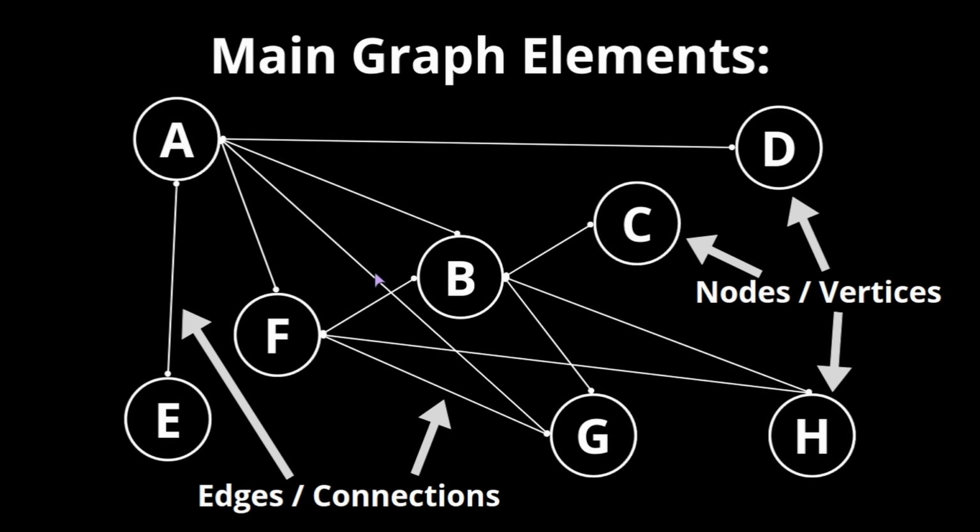You have nodes or vertices and edges or connections, and the nodes represent a certain place or a certain spot you want to get to, and edges represent the connections between each spot. So you can go from A to E directly, but you cannot go from A to H directly. You have to either go A to B and then to H, or A to B to F and H, or A to F and H. There's no direct connection between A and H.